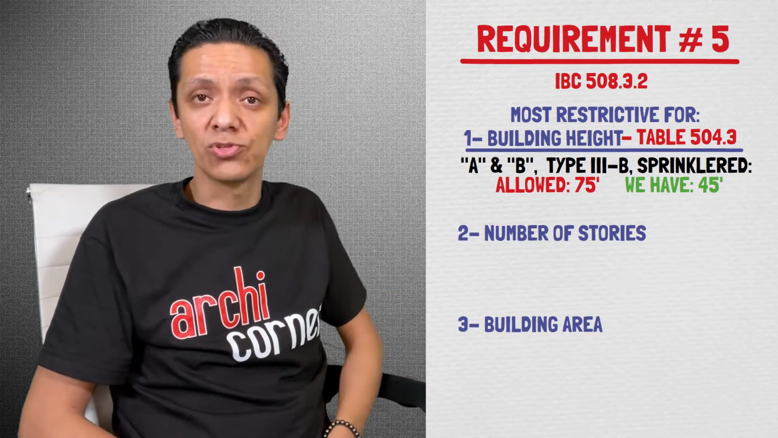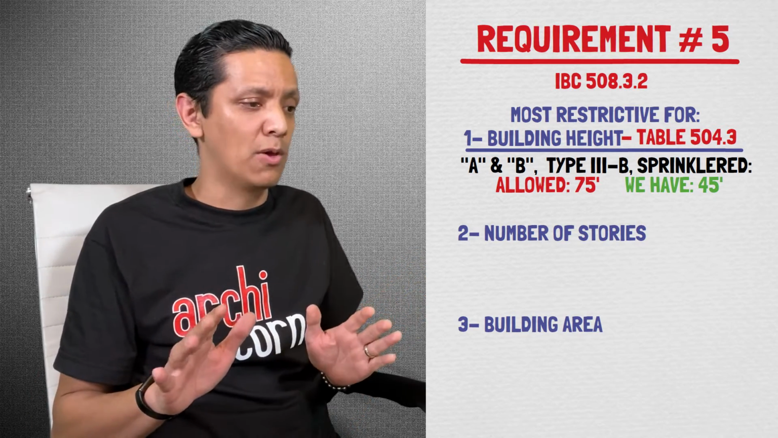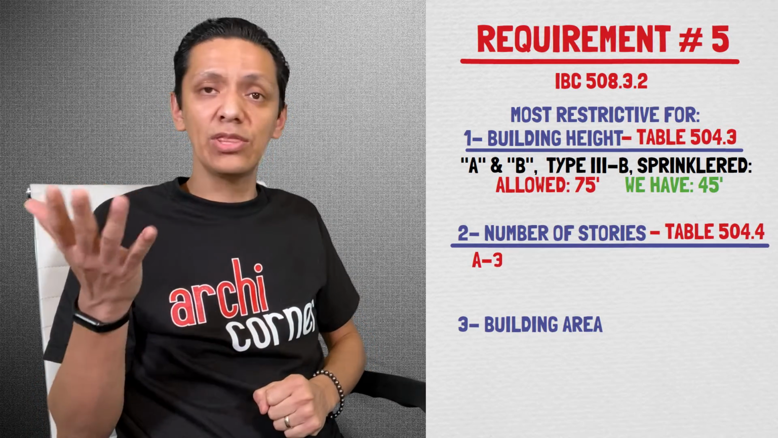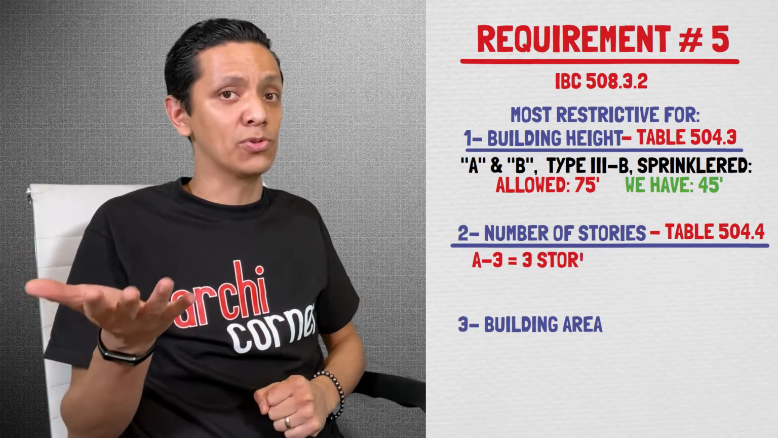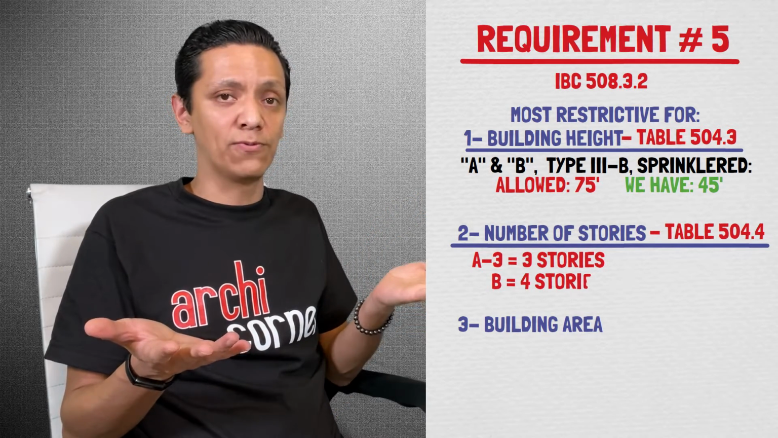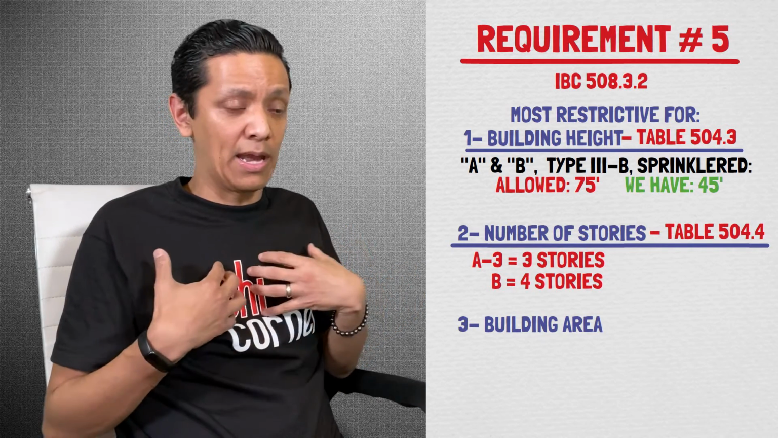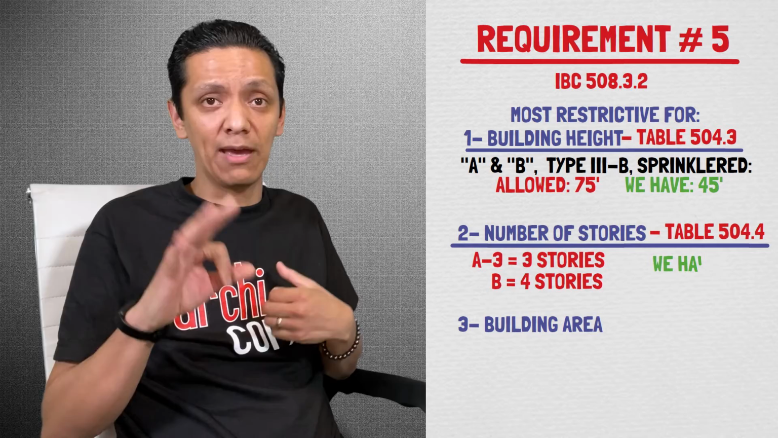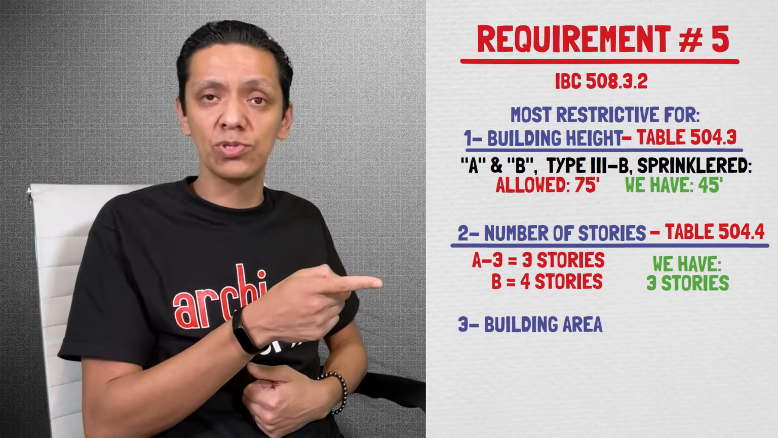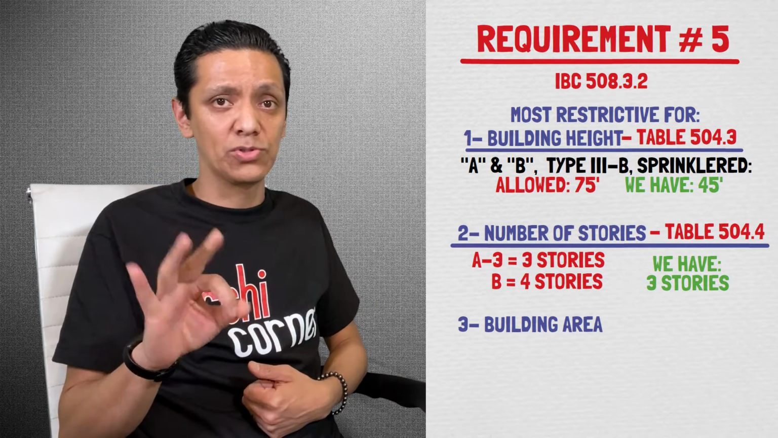What about the number of stories? This is where it does get a little different for the different occupancies. When we take a look at table 504.4 of the building code, we see that an A3 occupancy is allowed to go up to 3 stories, but a B occupancy is only allowed to go up to 4 stories in a type 3B building. In our example, we mentioned how we only have 3 stories, so we do meet the most restrictive, right? Because A3 is the most restrictive, only allowing 3 total stories, so we're good.